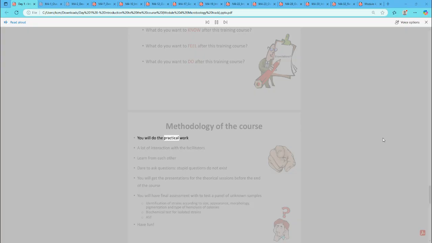You will do the practical work. A lot of interaction with the facilitators. Learn from each other. Dare to ask questions. Stupid questions do not exist. You will get the presentations for the theoretical sessions before the end of the course. You will have a final assessment to test a panel of unknown samples.